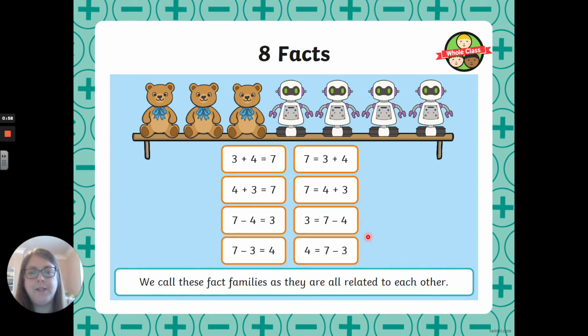And when you write it down, I suppose it's about checking back on your work. So if you put 7 equals 3 take away 4, can you do 3 take away 4? It's just all those things, just checking. So we've got all these facts related to just this one picture. We can do 8 facts using just these 3 numbers. We're not using any other numbers, just the numbers that we're presented with. So 3 bears, 4 robots, and 7 as a whole.